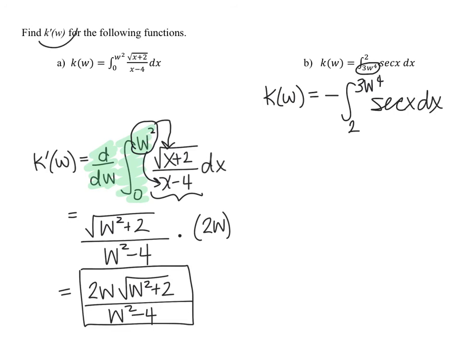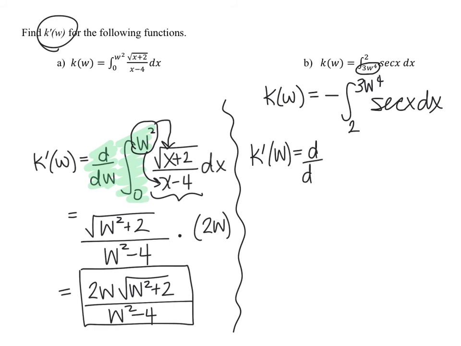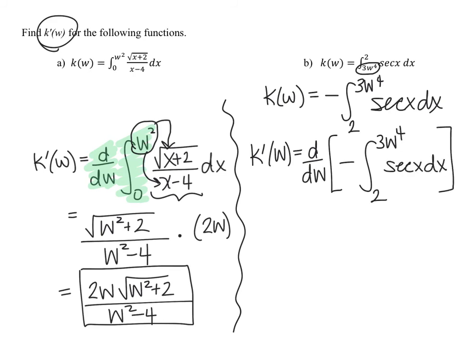And now the directions say we want to find k prime. So we want to go ahead and compute the derivative of k. So k prime of w will be the derivative with respect to w of the negative integral from 2 to 3w to the fourth of secant x dx. So we're taking the derivative of basically a negative 1 times this integral.